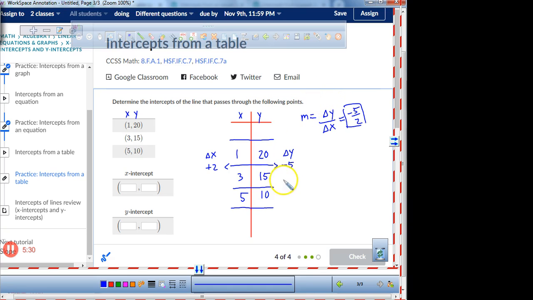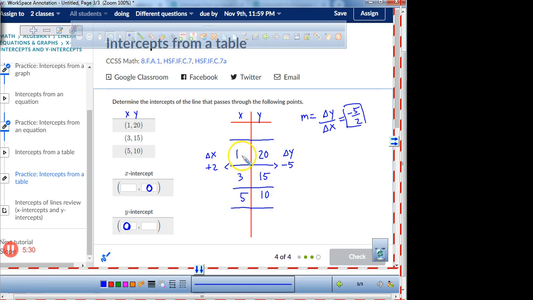Okay. Well, what we're looking for is not the slope. We're actually looking for the x-intercept and the y-intercept. So what is the x-intercept? It's where your y value is equal to 0. And what is the y-intercept? Where your x value is equal to 0. So what I got to do is make my x value equal to a 0 here, and I want to make my y value equal to a 0 here.